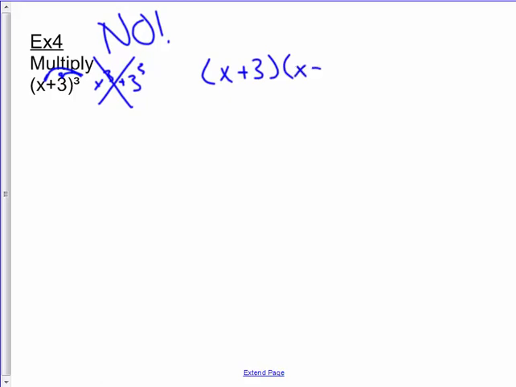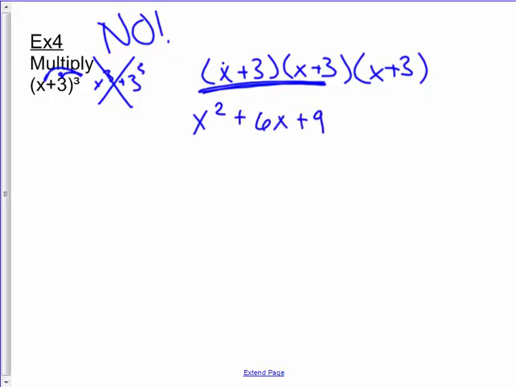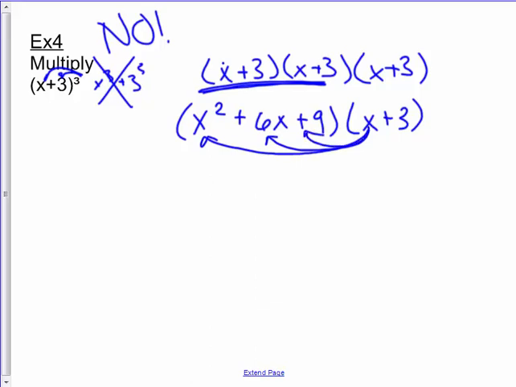So in the last example, now if I cube something, again, I cannot do that. I cannot just say, oh, x cubed plus 3 cubed. I actually have to write it out here. So x plus 3 times x plus 3 times x plus 3. I'm going to go ahead and multiply the first two together. x squared plus 6x plus 9. And now I'm going to distribute the x to all three terms, distribute the 3 to all three terms, and then combine my like terms here.